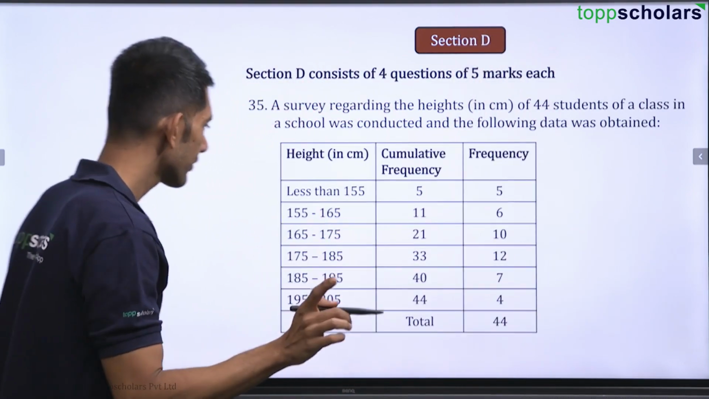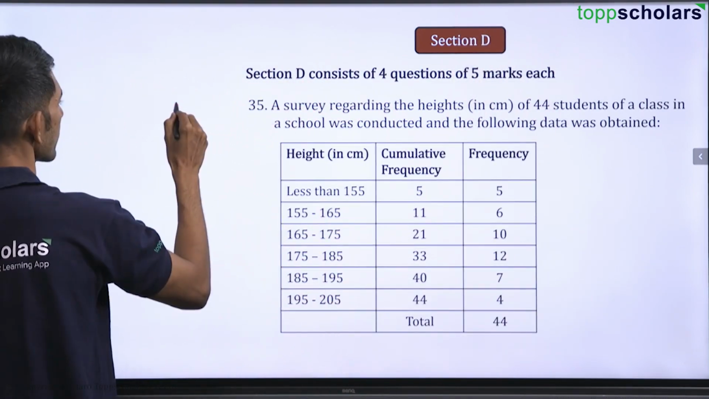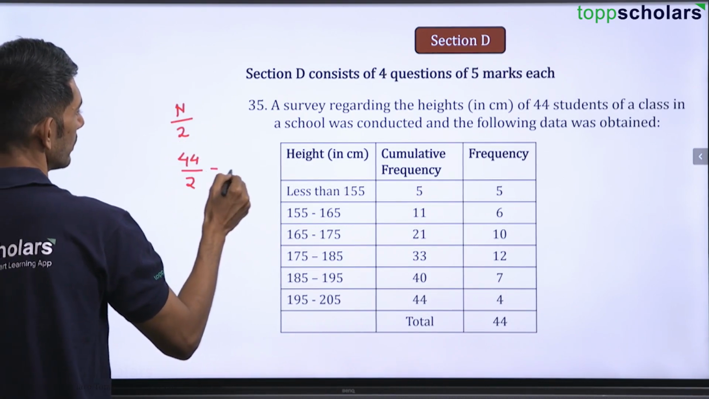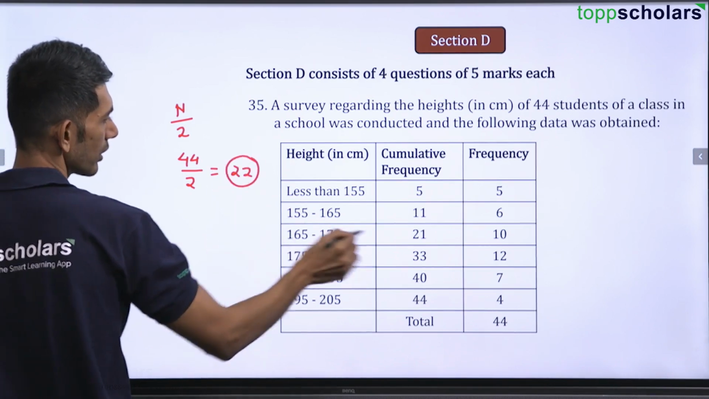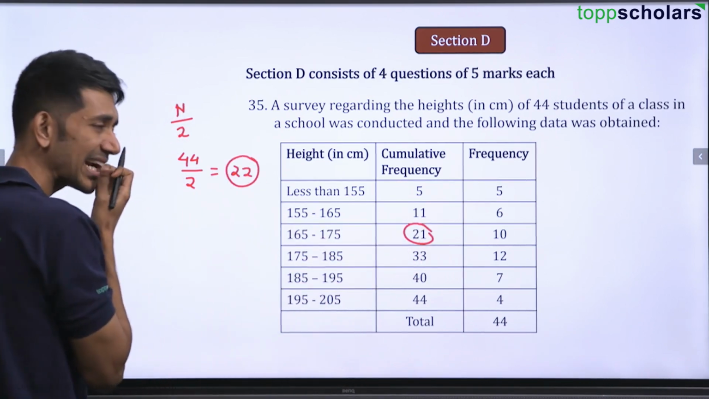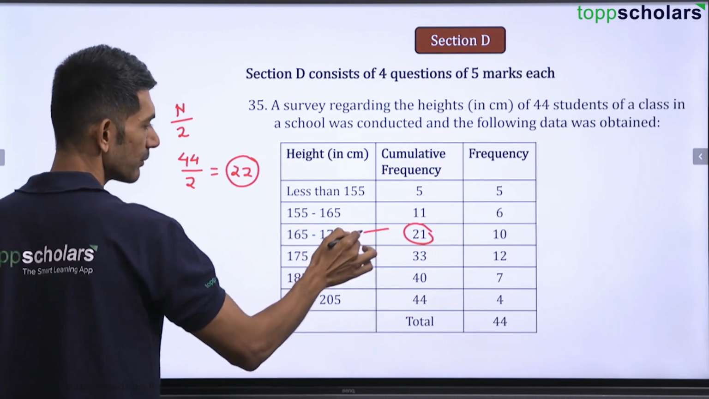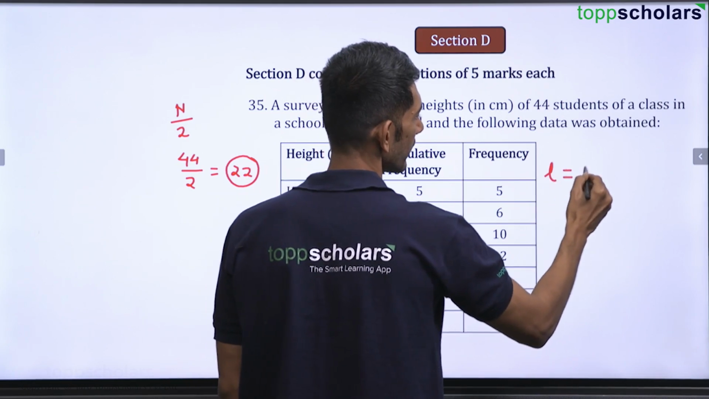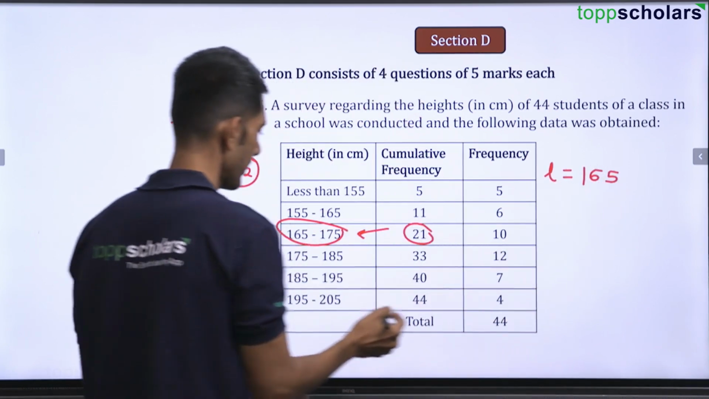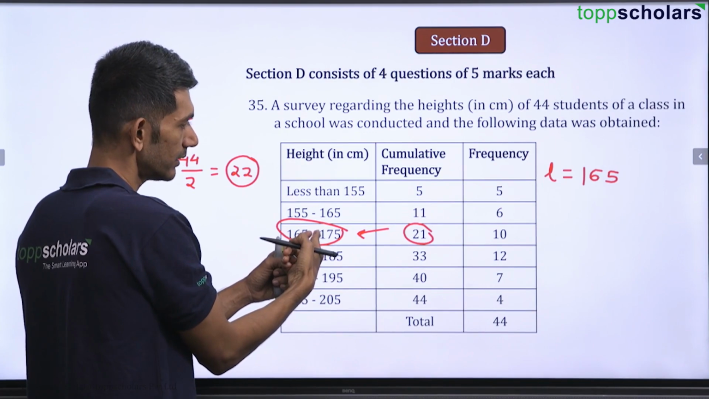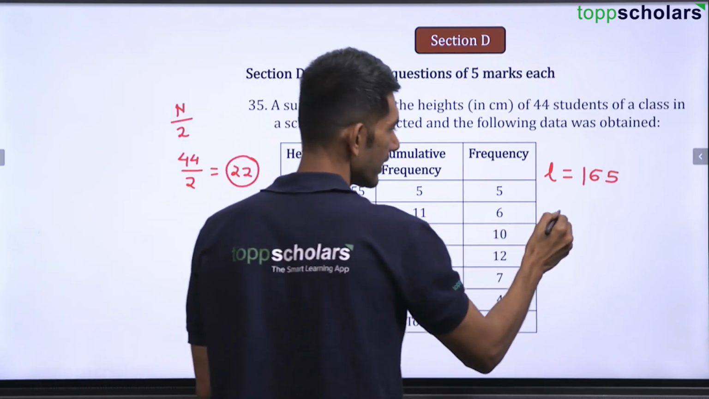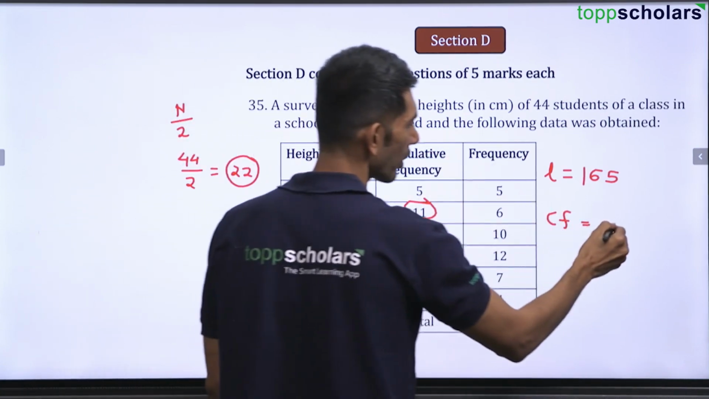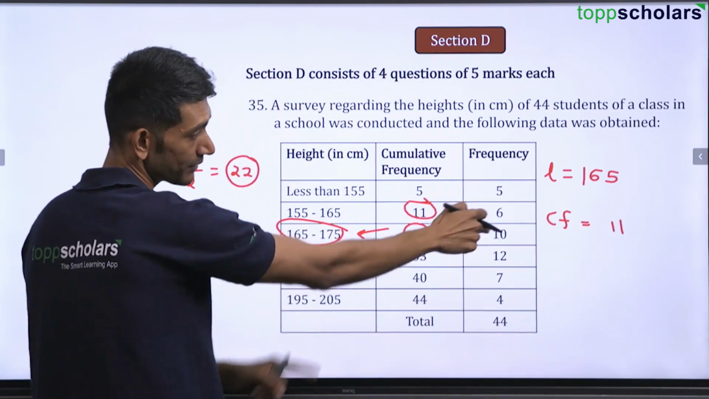So what we did is, we found out n by 2. That is 44 by 2. That is 22. We got the closest value as 21 here, slightly less than CF. So this becomes your median class. So this gives you L. L is 165, right? Then the cumulative frequency, CF, you take actually the previous one. That's how you solve it, preceding, and the frequency of the same class.